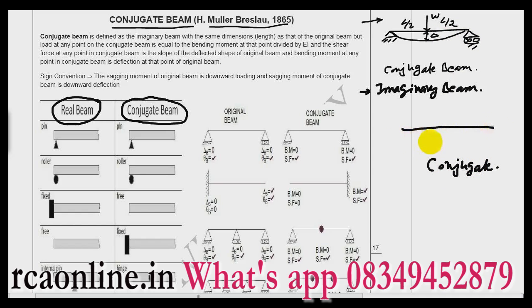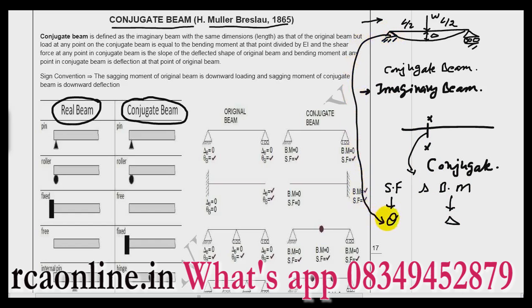I will develop this conjugate beam in such a way that the shear force and bending moment at any point will give me theta and delta of the original beam. So what it means is that a conjugate beam is an imaginary beam developed by placing some load and end conditions such that the shear force of this imaginary beam will give me the theta of the original beam, and the deflection is equal to the bending moment of the conjugate beam. So let us understand it again.